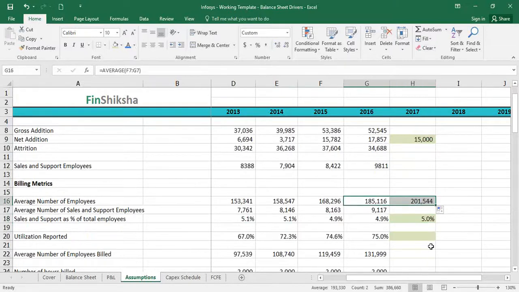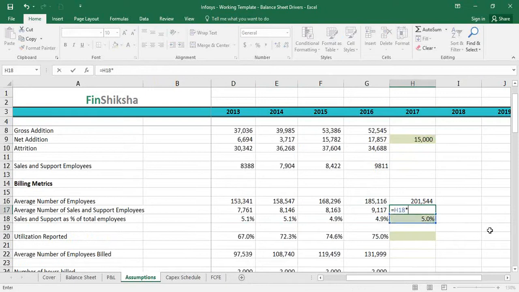What is my average number of employees? I can just drag the formula and that gives me the average number of employees for that year. The sales and support number is going to be 5% into the average number of employees. That's the sales and support guys I will need. I can take 5%. I can also take it the same as last year, 4.9%. As the organization becomes bigger, you don't need the same number of sales and support guys. So probably this number will go down further.